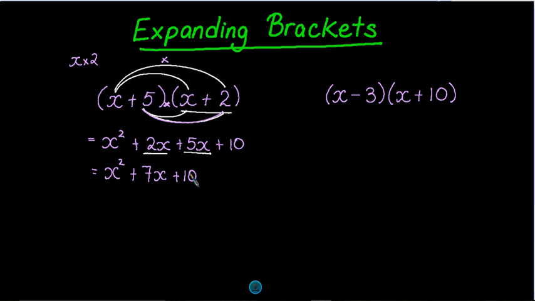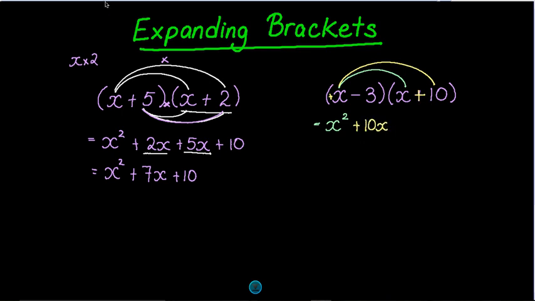Where it gets a little bit harder is when we introduce some negative numbers. But we do the same process. So once again, we're going to say it's x times x. So that's x squared. The next thing we do is go x times 10. Now this is a positive x and it's a positive 10 there, so we say that's plus 10x.